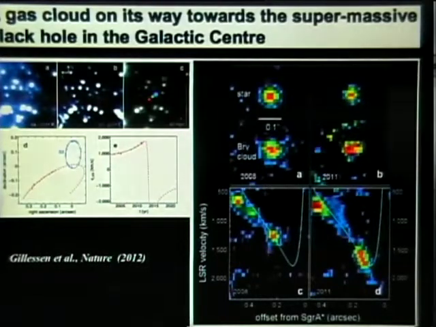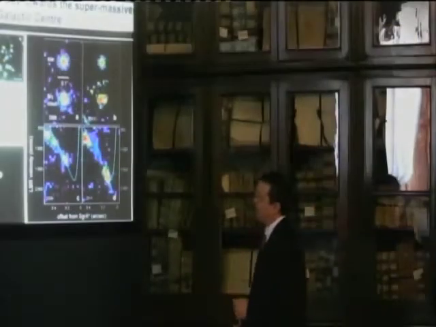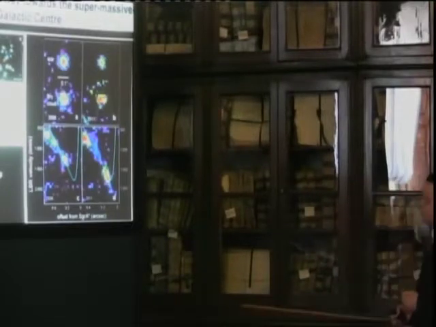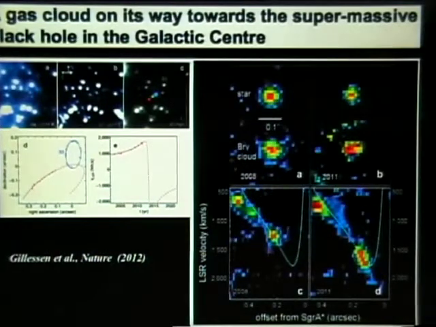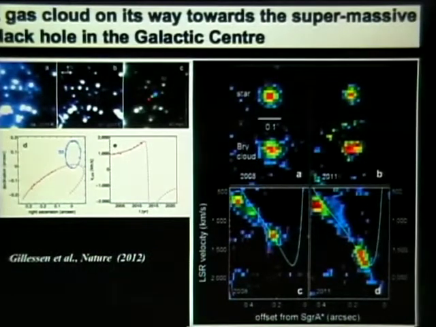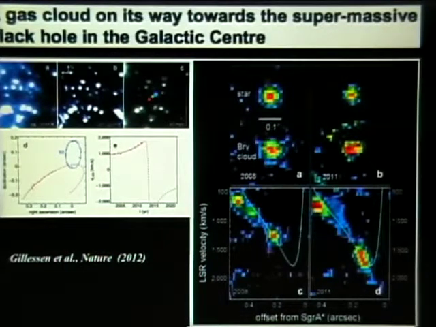Last year, Reinhard Genzel's group monitored a new source, an infrared source, close to Sagittarius A star. At first, they thought maybe it's another star that they haven't seen before, but then they realized that this source is extended. It's not point-like, and in fact, it has a tidal tail. And it turns out that this is a cloud of gas plunging towards Sagittarius A star. And it will reach pericenter, the distance of closest approach, exactly a year from now.